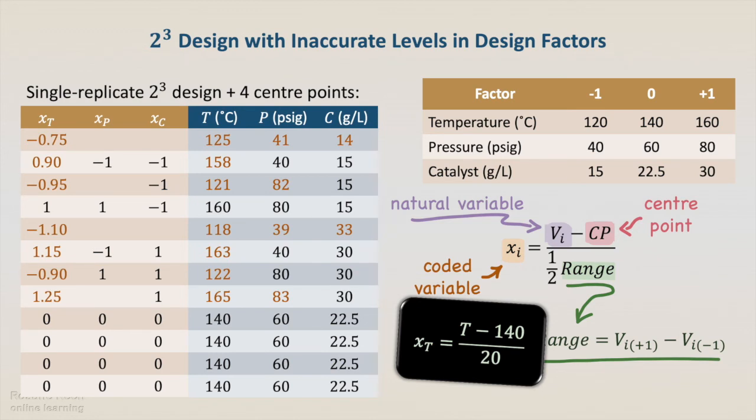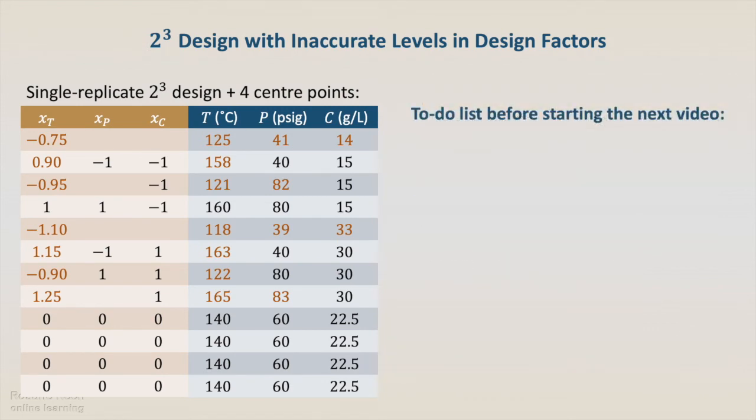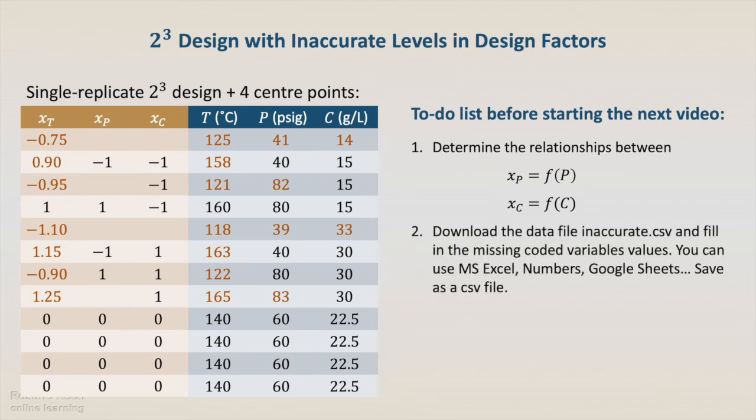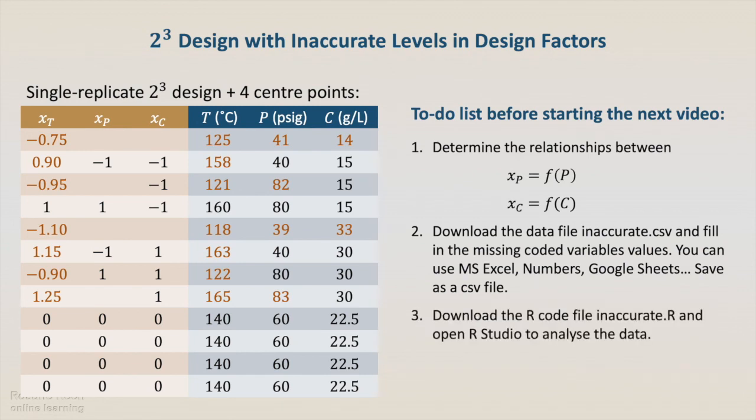As you are finishing this video, you have a to-do list before watching the next one. First, determine by yourself the relationships between x_P and P, and x_C and C. Download the data file accurate.csv and fill in the missing coded variable values. You can use Microsoft Excel, macOS Numbers, Google Sheets, etc. Save it as a CSV file. Download the R code file accurate.r and open RStudio to analyze the data. Then you can start watching the next video. See you in a minute.